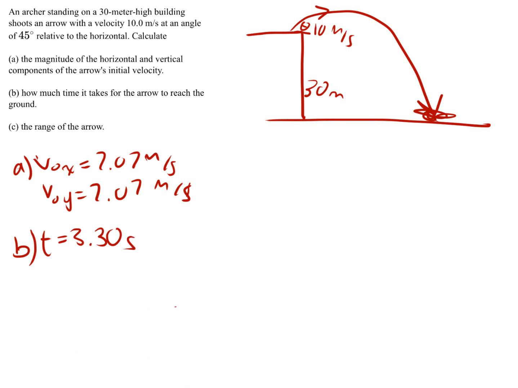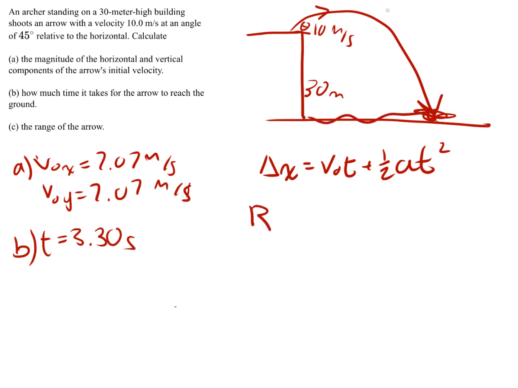And now all we need to do is calculate the range of the arrow. And this last part is quite easy. So for the range, we can simply use this kinematic equation again. The change in x is equal to the initial velocity times the time interval plus 1/2 times acceleration times time squared. And in this case, the change in x, or the displacement in the x direction, is simply going to be the range. It's just this range here.